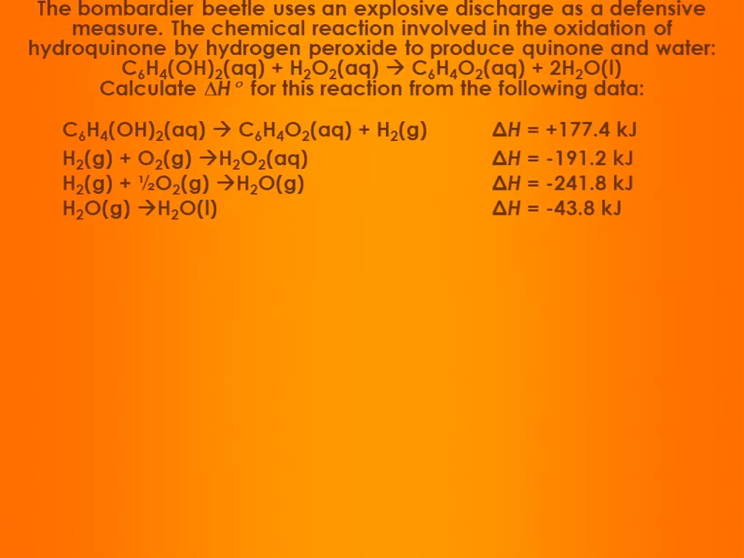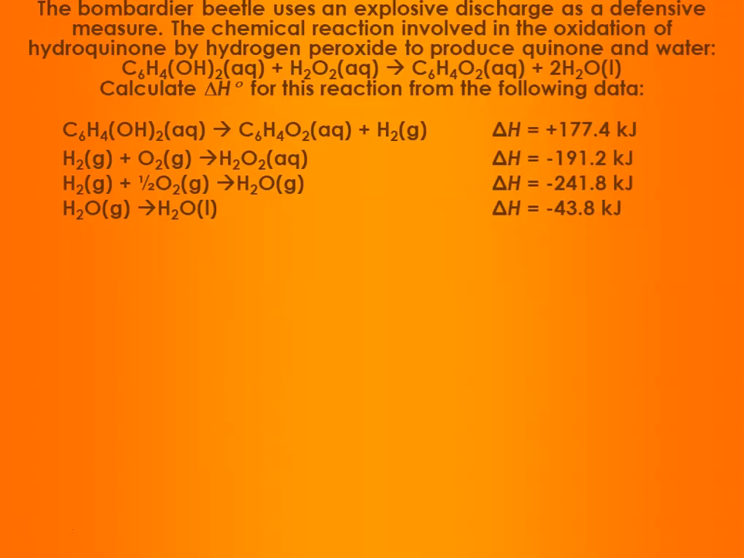The bombardier beetle is going to use this explosive discharge as a defense measure. And the chemical reaction that is able to generate that, hydroquinone, is going to be involved in the oxidation of hydroquinone by hydrogen peroxide, which produces quinone and water. And so this is the reaction we want to try to find the enthalpy for, and we're given 4 reactions that we can use to find that enthalpy value.